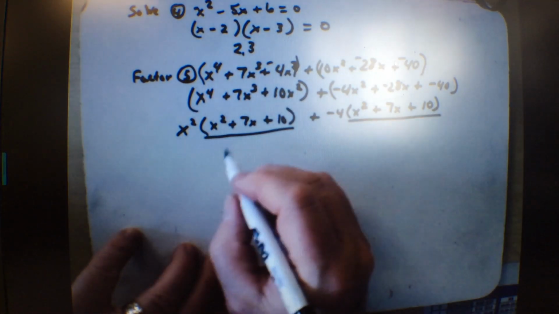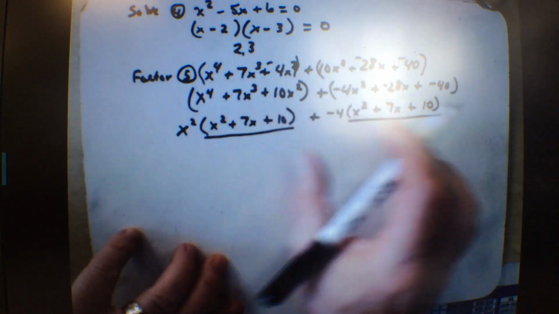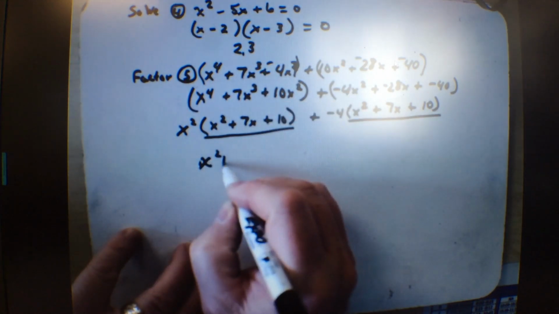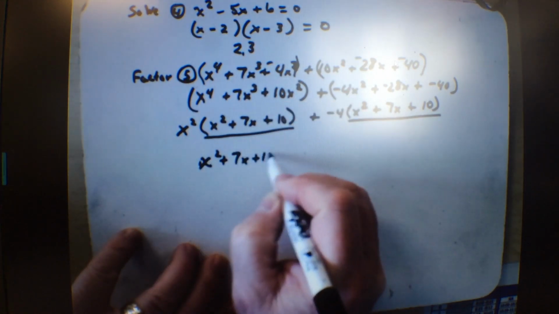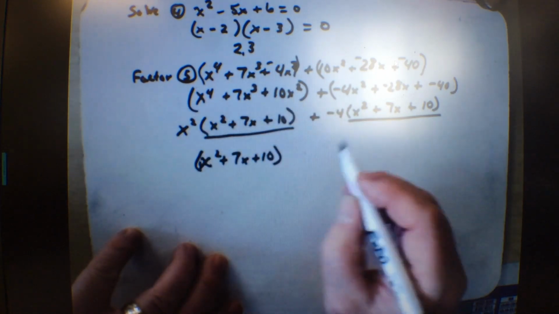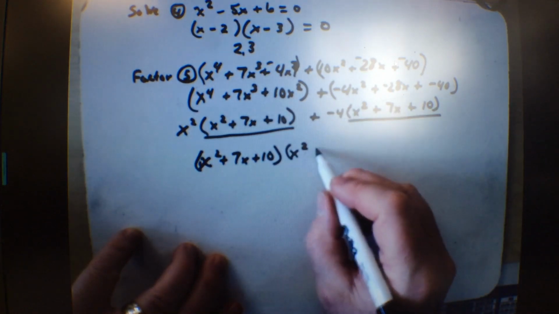Okay. So I can factor out this as a whole group. I can factor out x squared plus 7x plus 10. I can pull that whole thing out. And what's left out of this whole term? x squared. What's left out of this term?